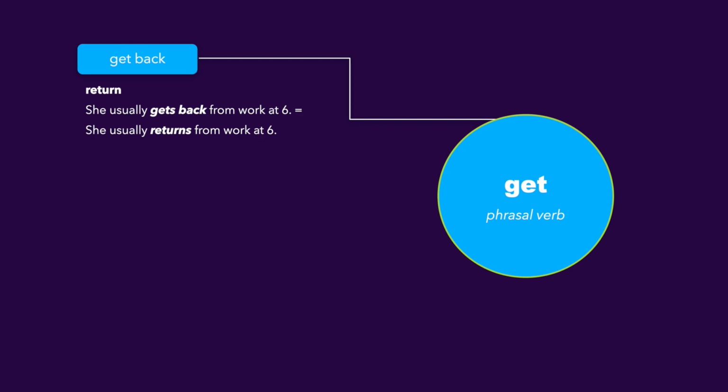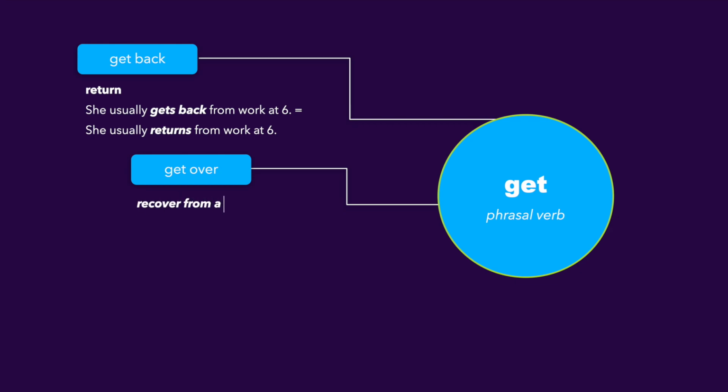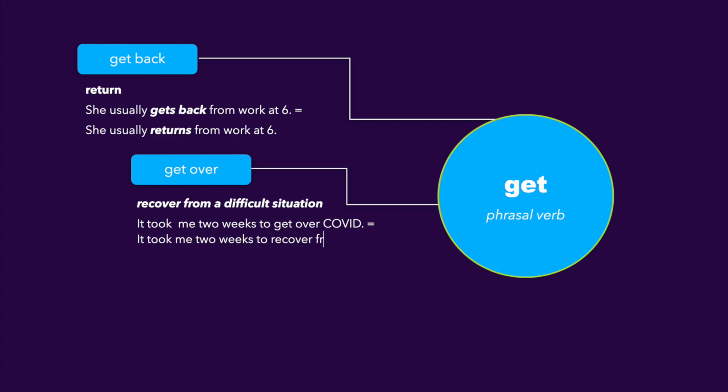Another phrasal verb that uses get is get over. To get over means you recover from a difficult situation. For example, it took me 2 weeks to get over COVID, which means it took me 2 weeks to recover from COVID.